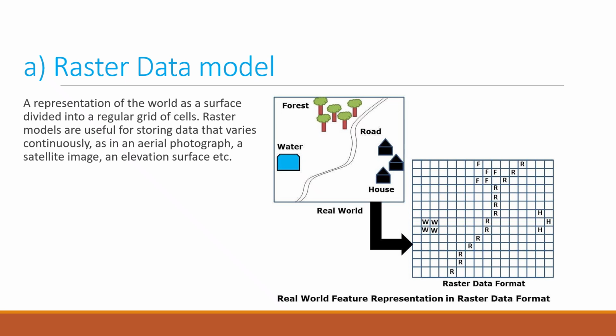Raster is especially useful for continuous data, where values change gradually across space. For example, satellite images, aerial photographs, elevation models, temperature or rainfall maps. In raster data, each cell has only one value, and the size of the cell determines the level of detail. Smaller cells mean higher resolution and more detail, while larger cells mean lower resolution. In simple terms, raster is best for representing continuous surfaces and image-based data in GIS.